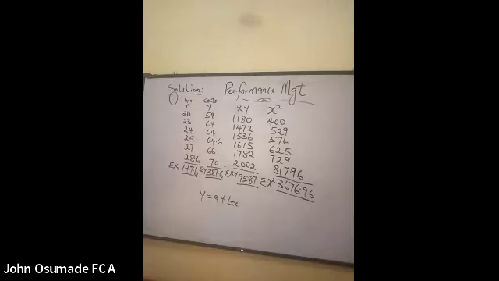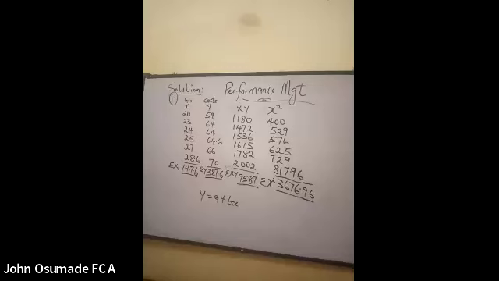Summation XY is 9587 on the board, minus summation Y, 387.6, multiplied by summation X, 147.6, all over N. That's 6.